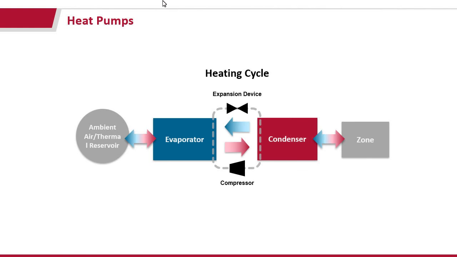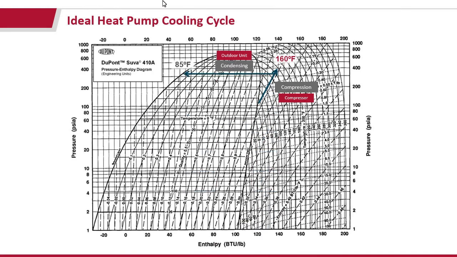And then we have the heating cycle as well if you reverse it. So you can see both. And just notice that your evaporator and your condenser are what switch when you reverse that direction. And we're going to put it on a pH diagram in just a second, right here.